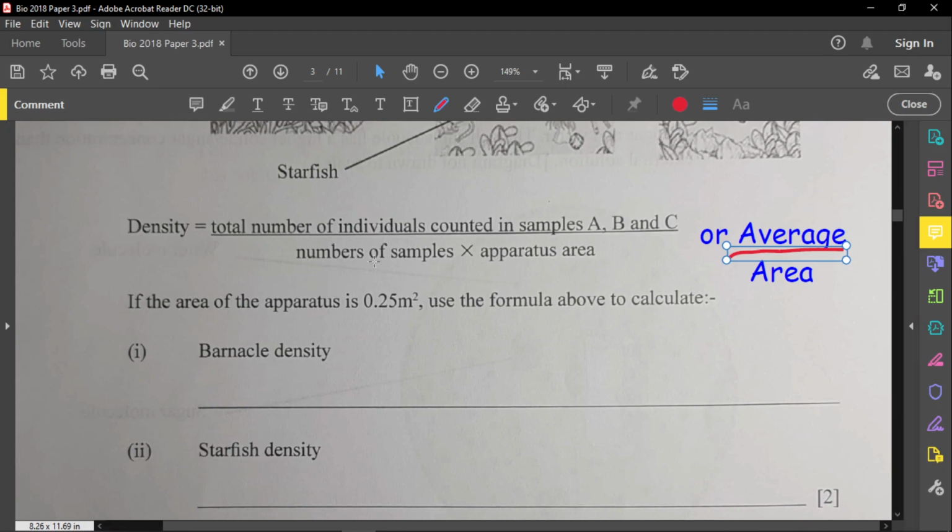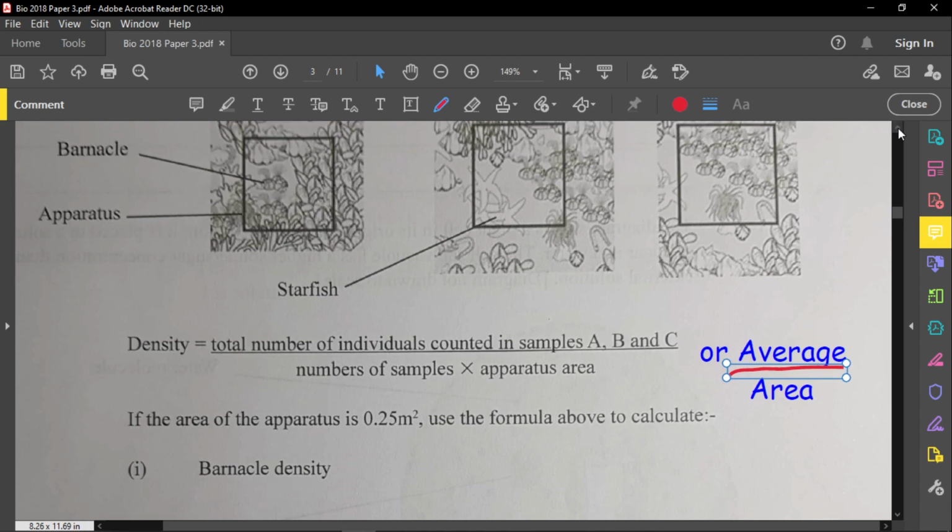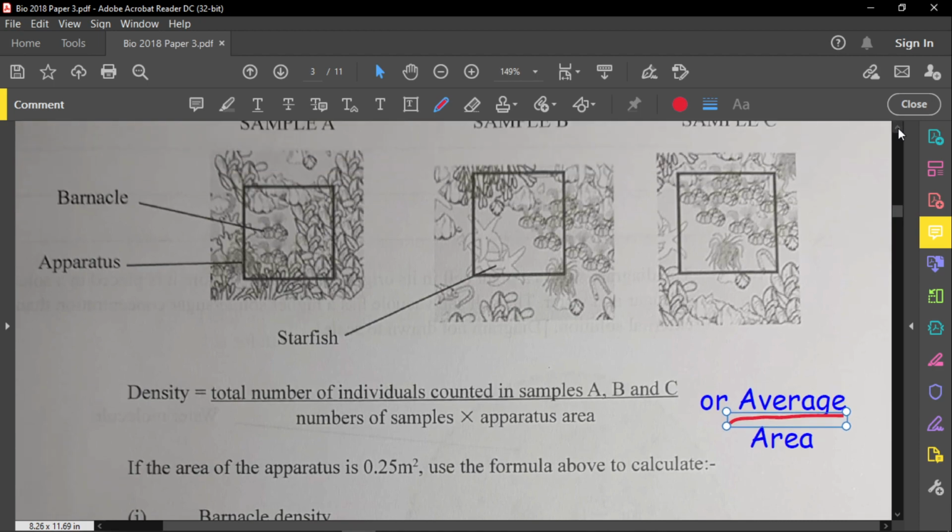We have the number of samples, which is 3. Okay, so let's see if we could get the number of barnacles. So let's count them real quick. All right, so barnacles, if you count this area, this is 3 right here and 3 right here, that's 6. Okay, so we have 6 barnacles there. So barnacles in this area would be 6. Let's put 6 up here.